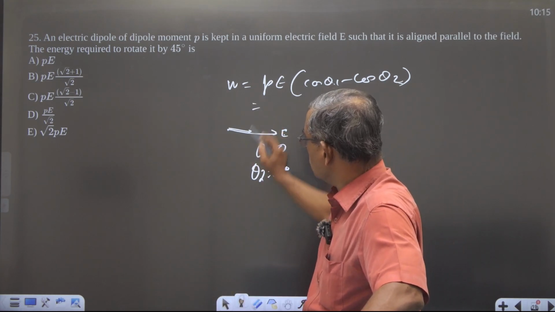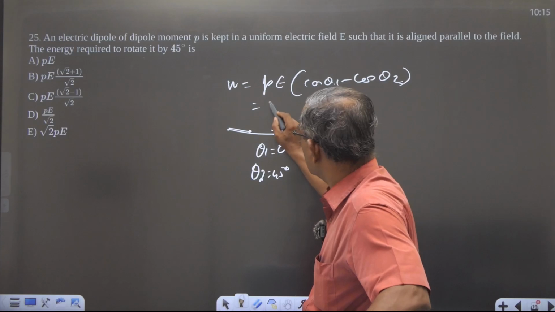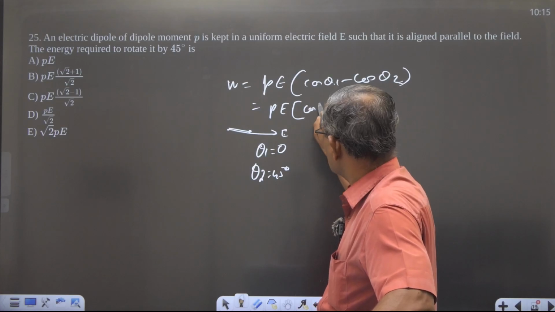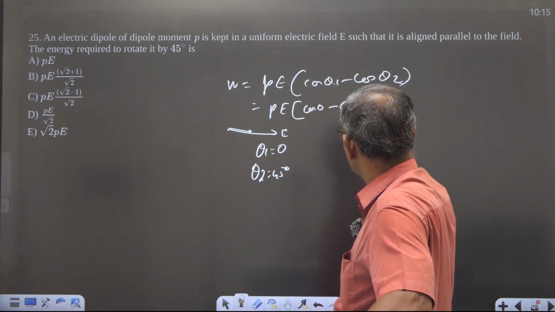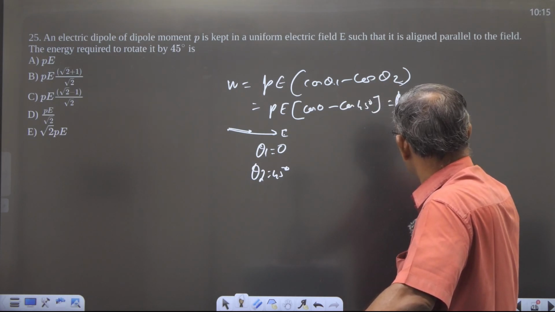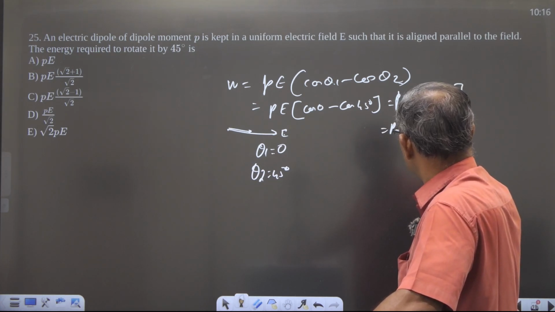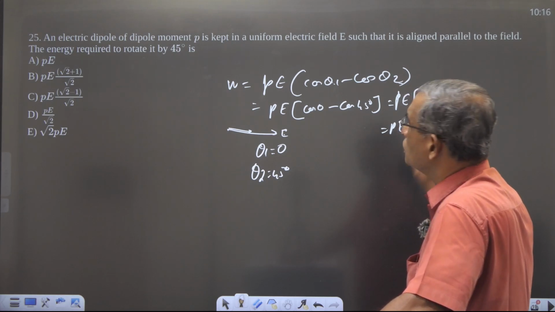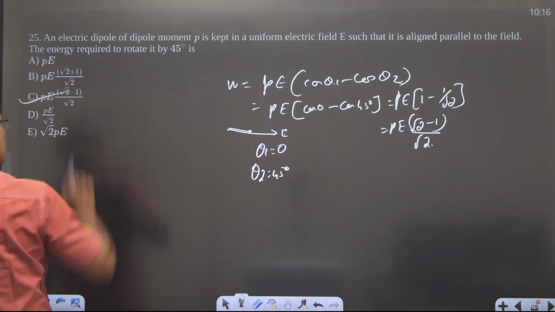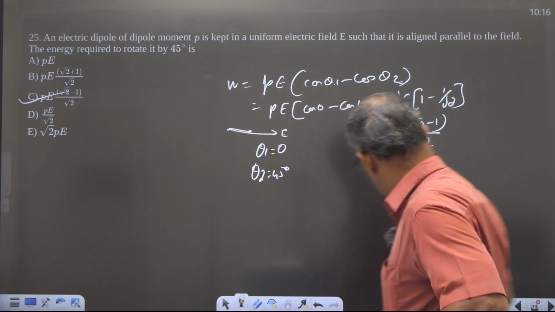The work done is equal to P, the dipole moment, into electric field intensity E, into cos 0 minus cos 45. It's equal to PE into 1 minus 1 by root 2, which is equal to PE into root 2 minus 1 by root 2. So the option is C. Next.